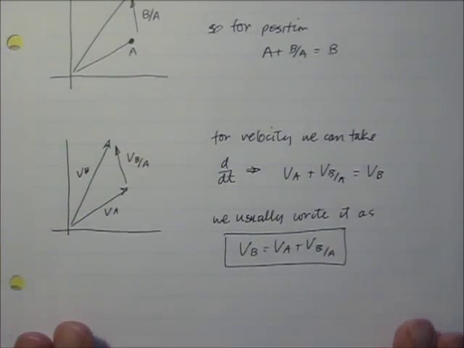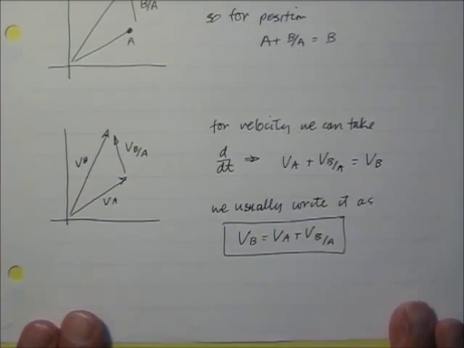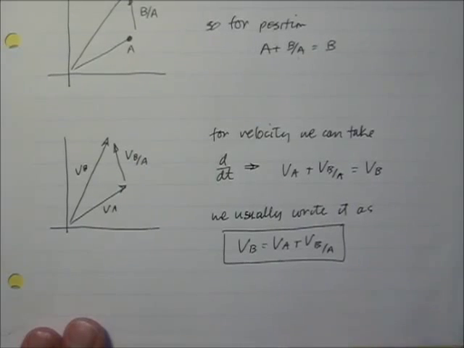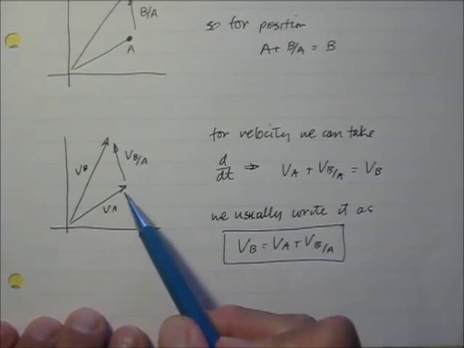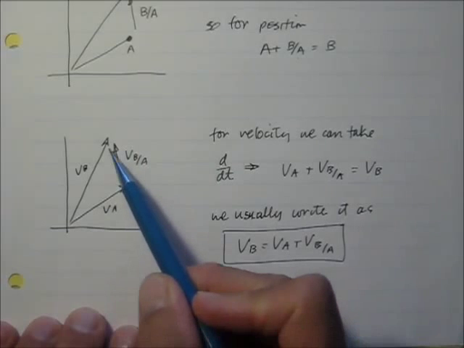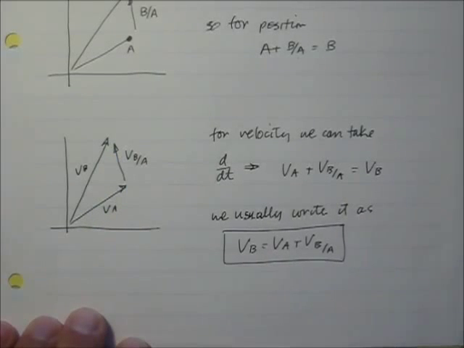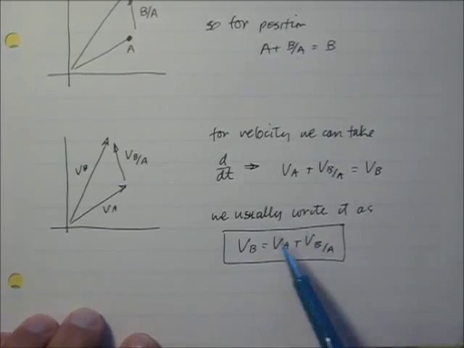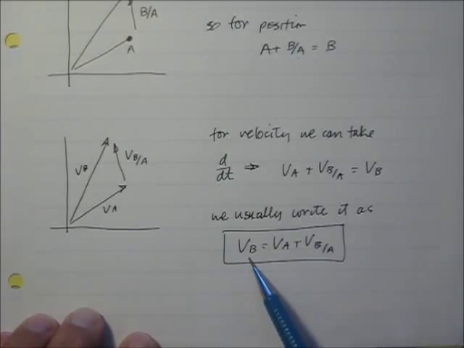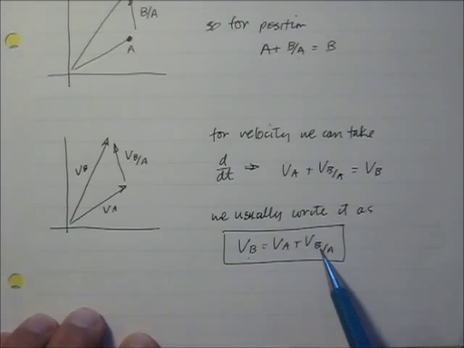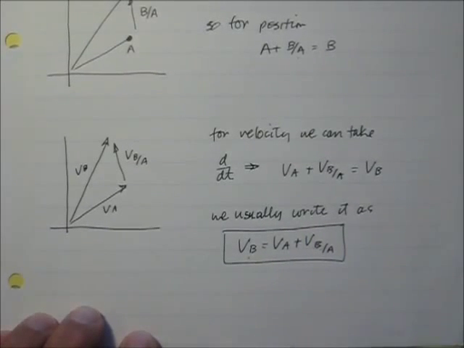In velocity, we do something similar, and we can take the time derivatives of those positions, and we can say that the velocity of A plus the velocity of B with respect to A equals the velocity of B. So we'll get used to adding velocity vectors in this way. We usually write the equation: the velocity of B is equal to the velocity of A plus the velocity of B with respect to A. So that's the way we'll begin our analysis.